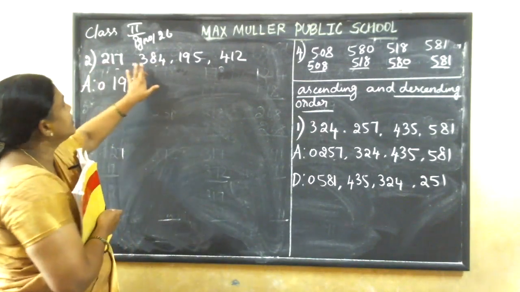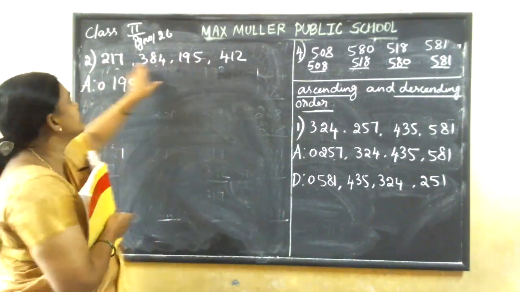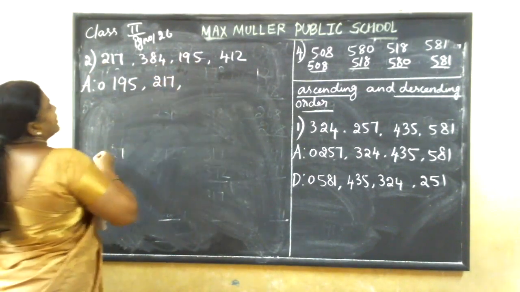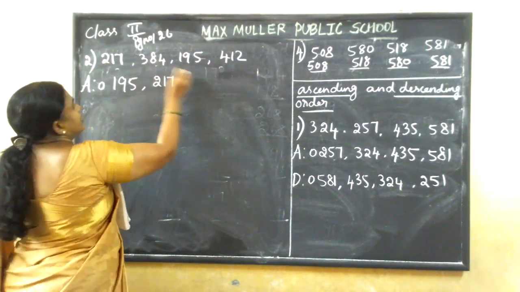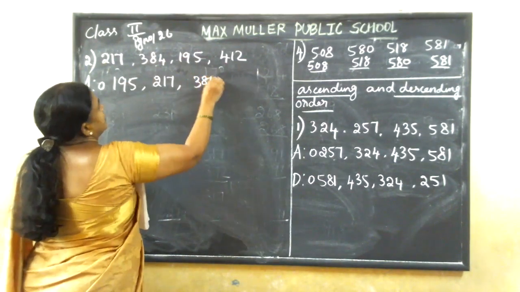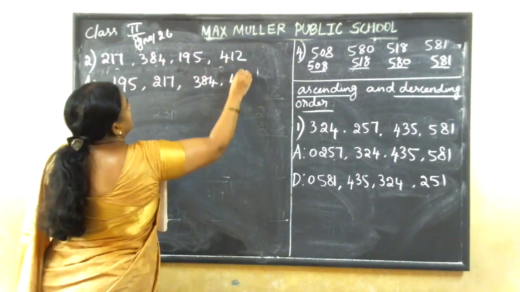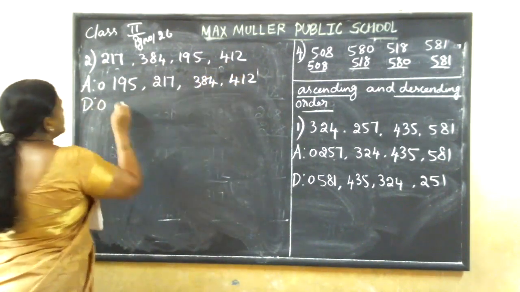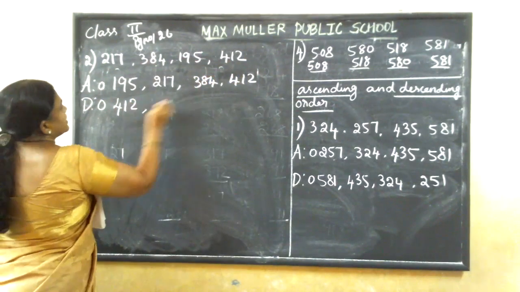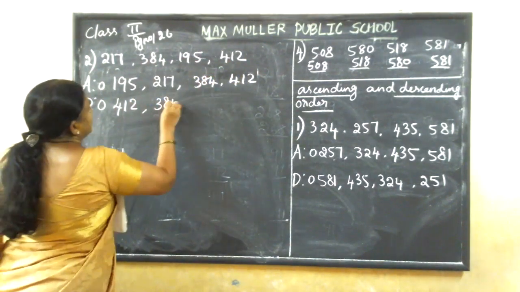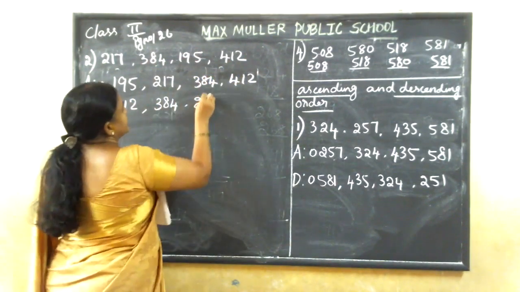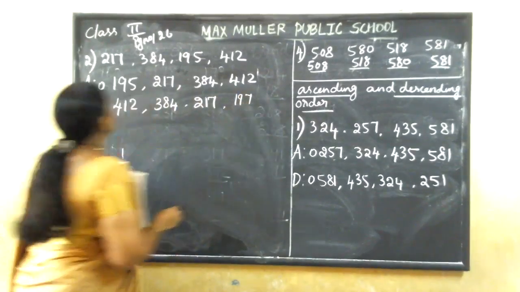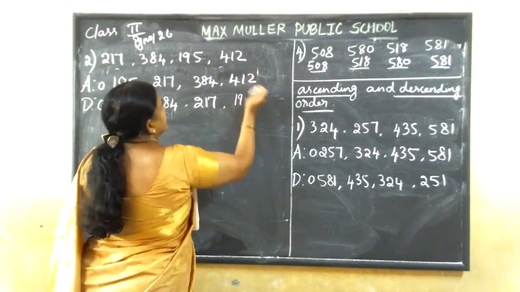After that, you leave this number, one number you leave it, children. See the 2, 3, 4. Which one small number here? 2. After that, 3 or 4. Which one small? 3. 412. For descending order, how you will write? First number you will write 412. Second 384. Third one 217. Fourth 195.